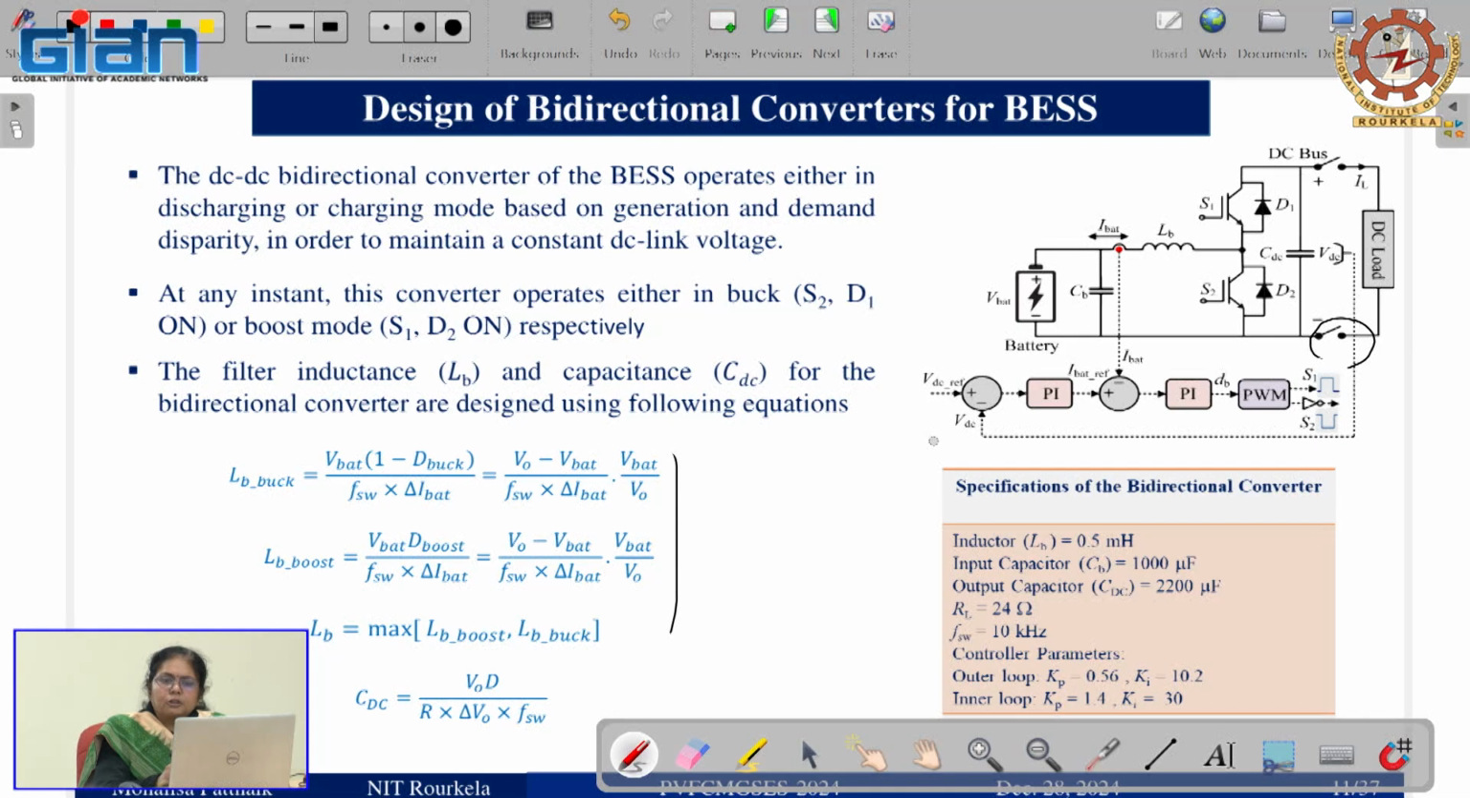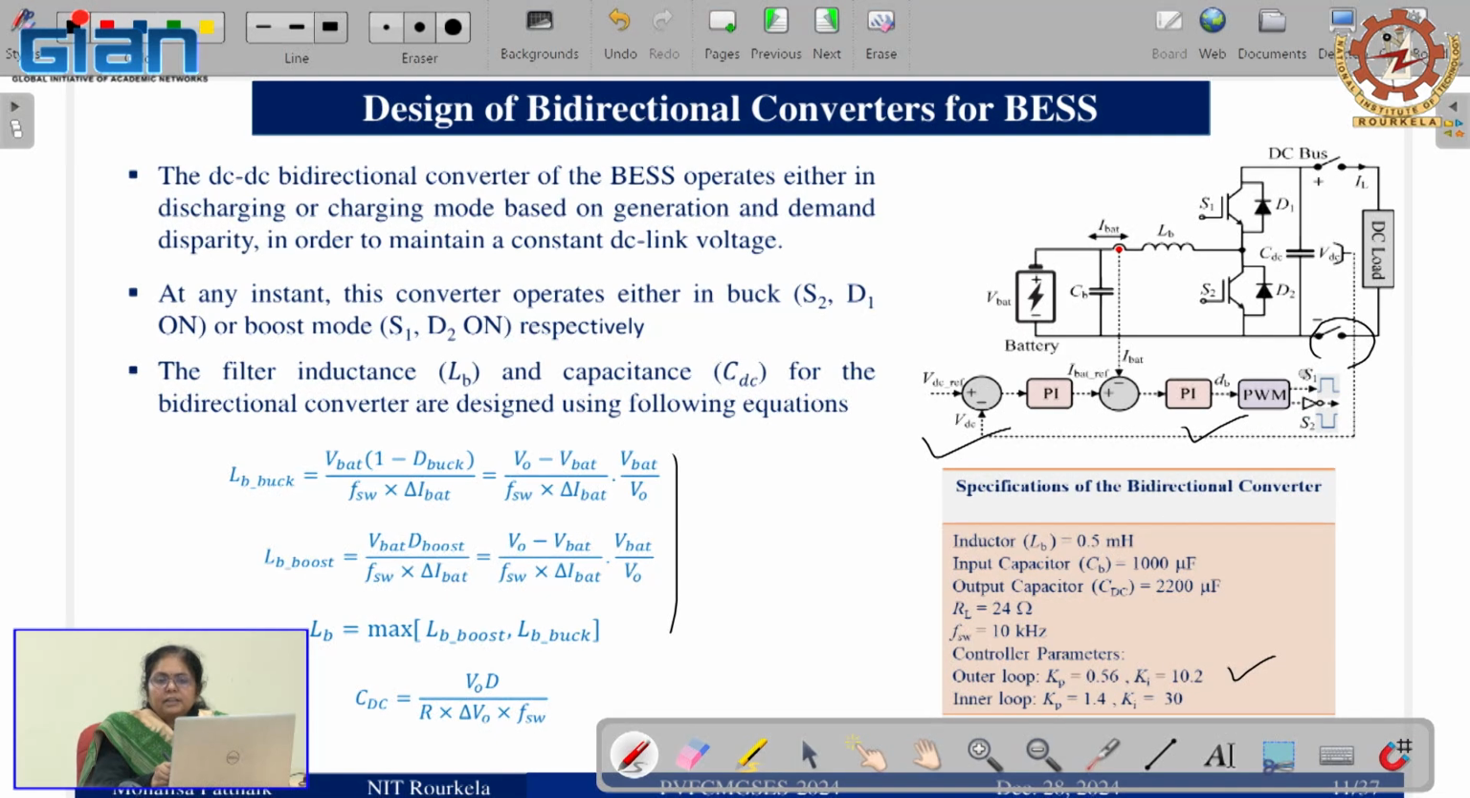The outer loop is a VDC control loop and the inner loop is a battery current control loop. This controller design is another step, and each step has many sub-steps. We have designed the controller for the corresponding KP and KI values. This slide I will share so that you can know in detail also.